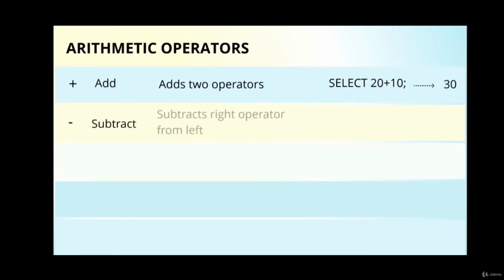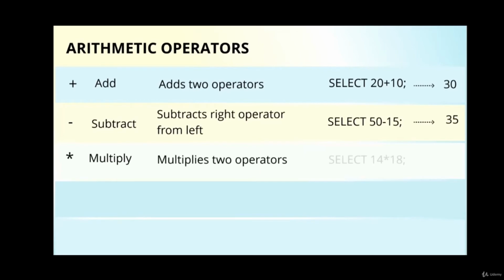Next is the subtract operator, which subtracts the right operand from the left one. So after writing the query as select 50 minus 15, it will display the output as 35. Then there is the multiply operator for multiplying two operands. So if you write select 14 into 18, it will display that multiplication, that is 252, in the output.